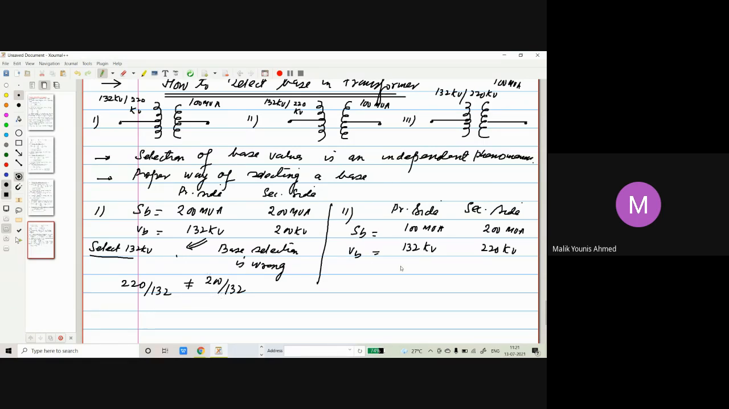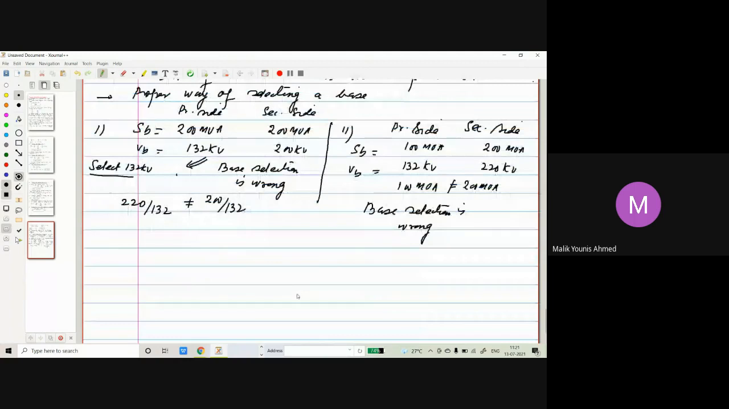Here, if we choose 100 MVA on the primary side, the secondary side has 200 MVA. 100 MVA will not be equal to 200 MVA. Hence, again, base selection will be wrong. Now, the third case, let me use this now. So in these two ways, base selection will not be correct. Now, let me use the third way.